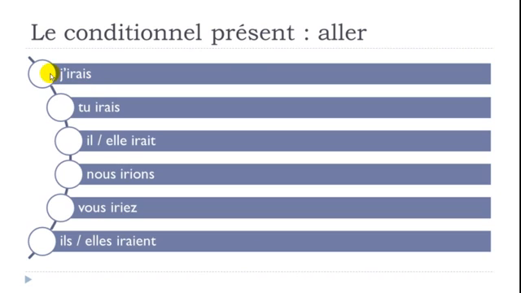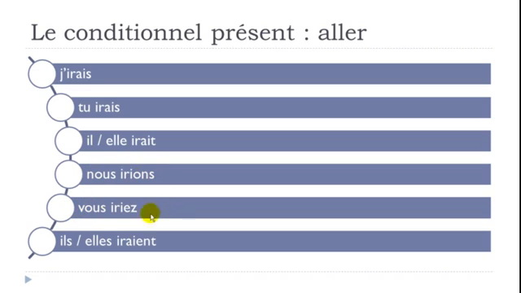The first one, j'irais. Remember, final S not pronounced. Tu irais, same thing here, final S not pronounced. And then il, masculine form, irait, final T not pronounced. So what you can see is that these forms are actually pronounced the same way: il irait, elle irait. Then, nous irions. Let's make this little liaison between the two. Nous irions, final S not pronounced.